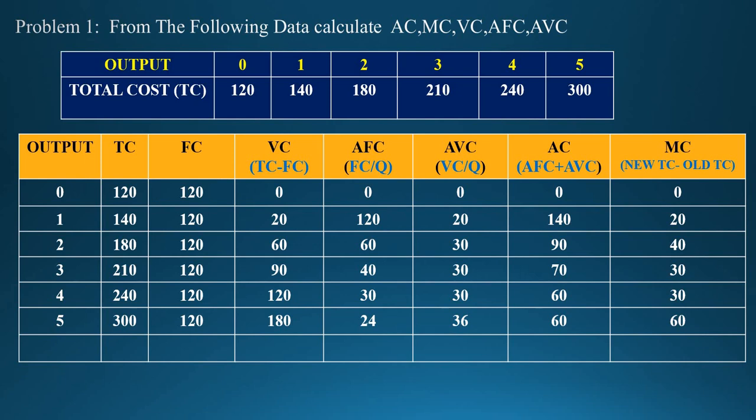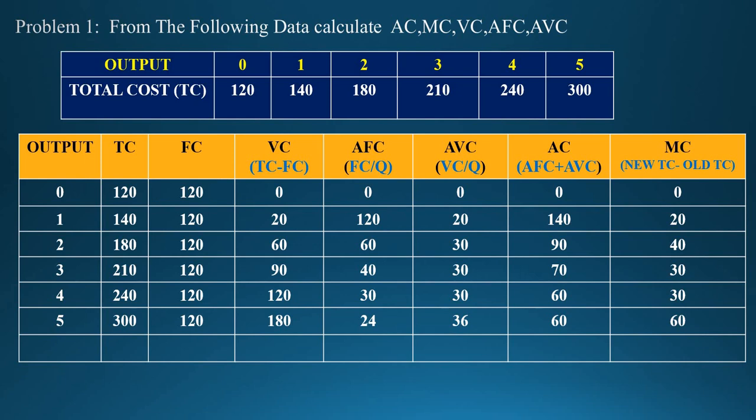They have given the output and total cost. The output is 0, 1, 2, 3, 4 and 5. This is the output level. Next they have given total cost, that is TC: 120, 140, 180, 210, 240 and 300. Now we have to calculate the above AC, MC, VC, AFC and AVC. For that, first we have to prepare a table. In that table, first will be the output.